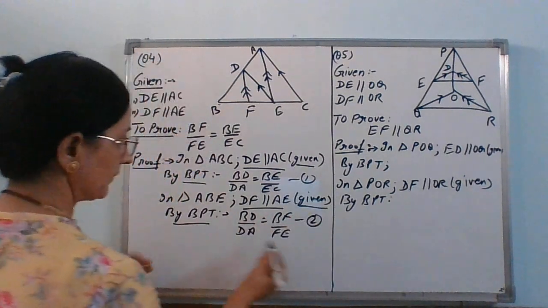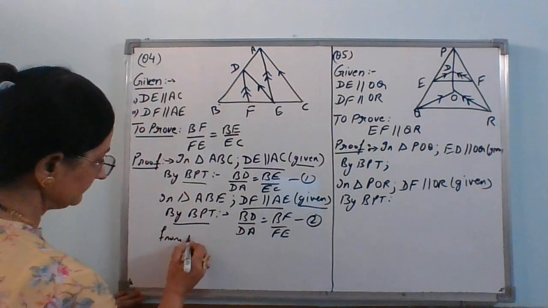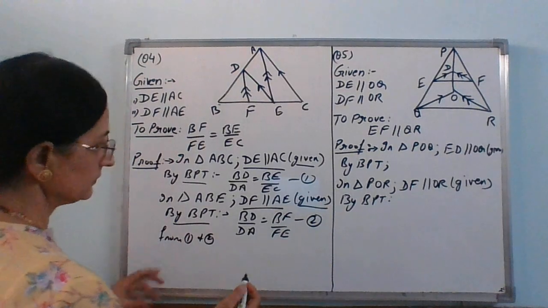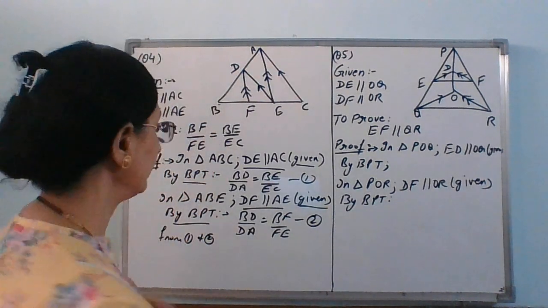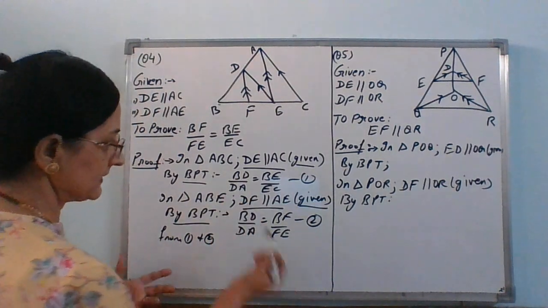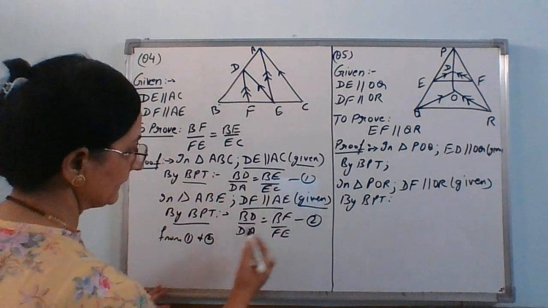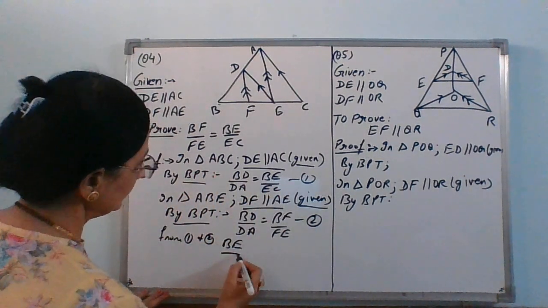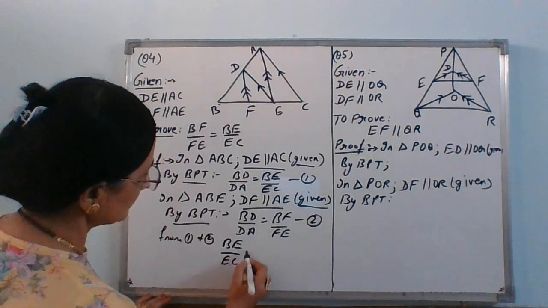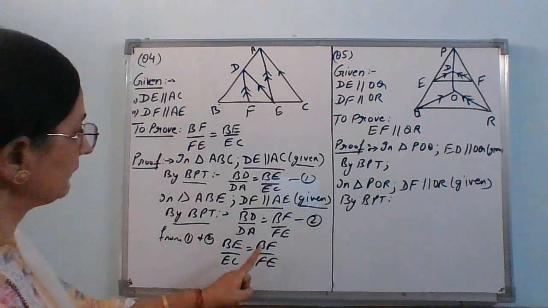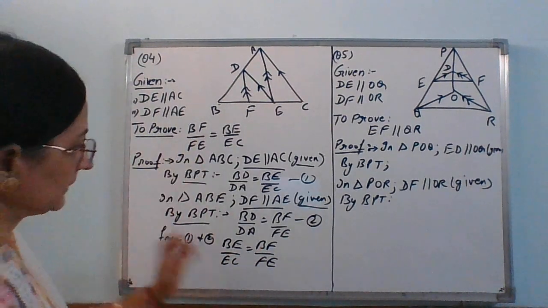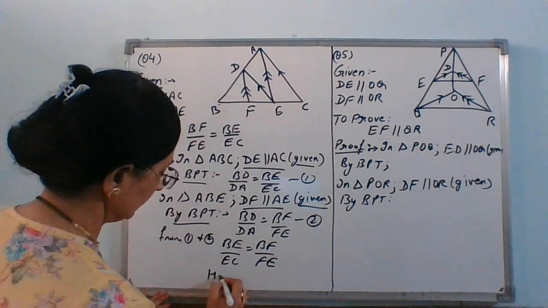Number 2. So from 1 and 2, what conclusion do we arrive at? This BD upon DA is the same, the left side is the same, so the right side has to be the same. So BE upon EC is equal to BF upon FE, or you can say BF upon FE is equal to BE upon EC, hence proved.